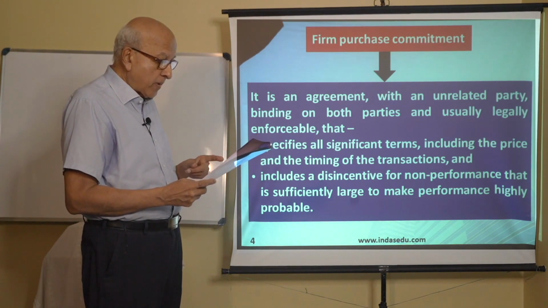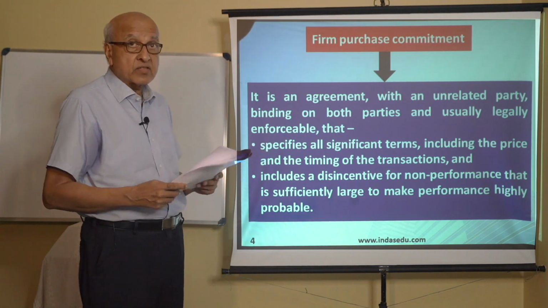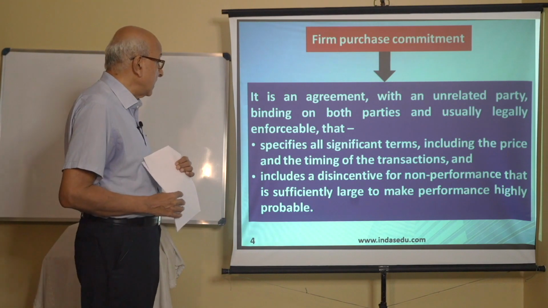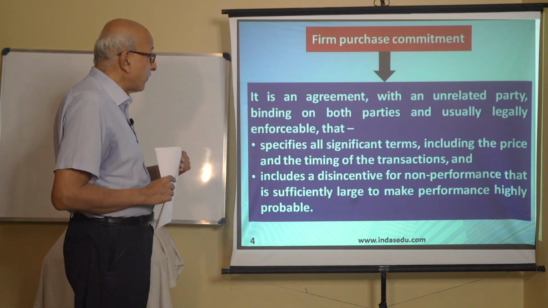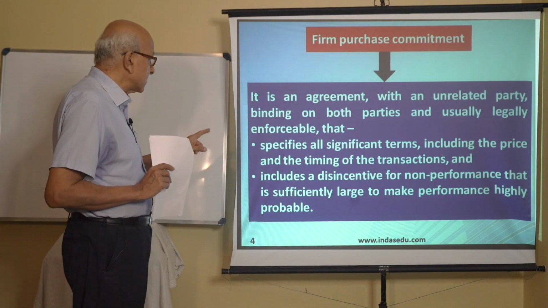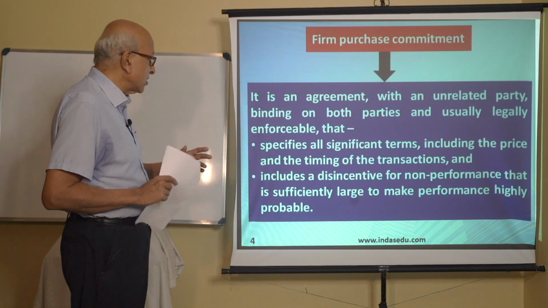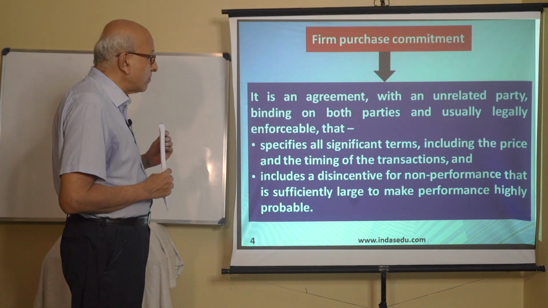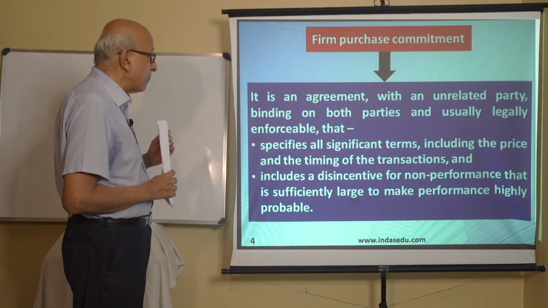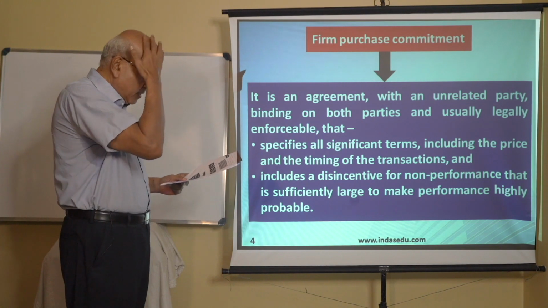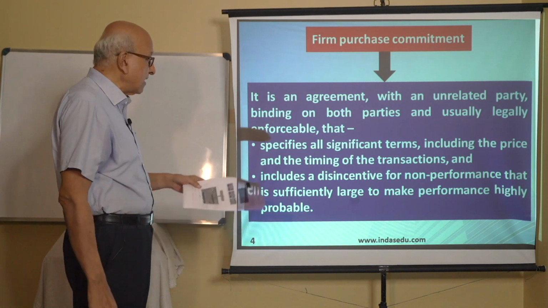Binding on both parties and usually legally enforceable, that specify all significant terms, including the price and the timing of the transaction, and includes a disincentive for non-performance that is sufficiently large to make performance highly probable. What is highly probable? Significantly more likely than probable.